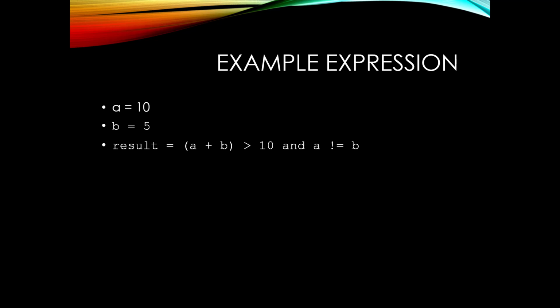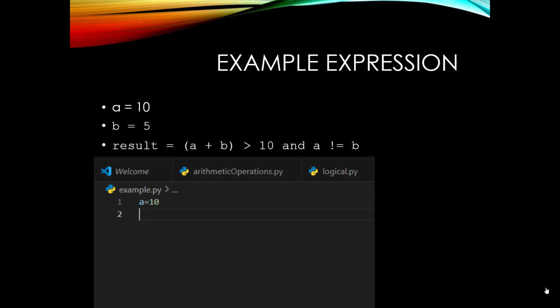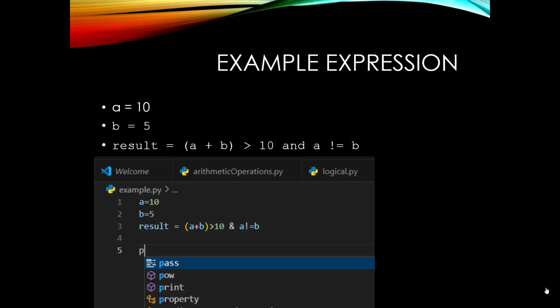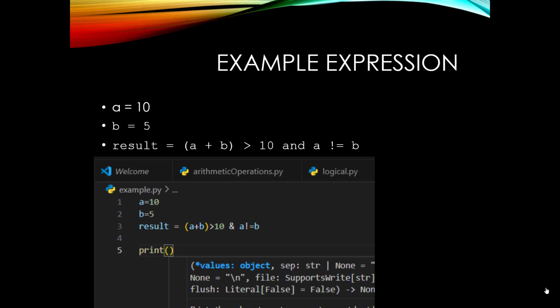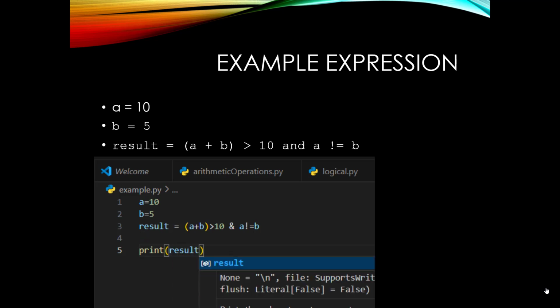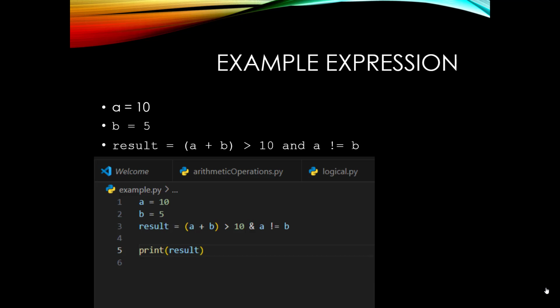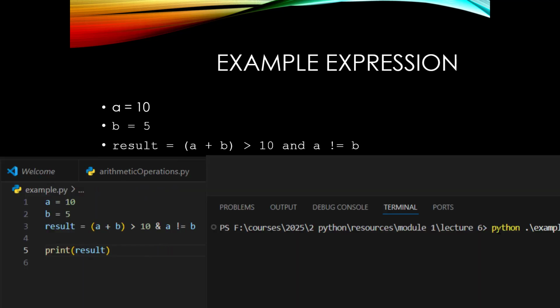Let's put it all together in a practical example. A equals 10, B equals 5. Let's create a variable result equals A plus B greater than 10 and A not equals B. So what do you think? What will be its result? A plus B is 15, right? And 15 greater than 10. Yes, it is true. And A not equals B is also true. So true and true results in true. So our result is true.